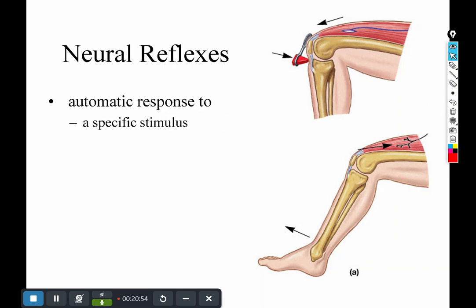So how do we define a reflex? Well, reflexes are automatic responses to a very specific stimulus. And by automatic, what I mean is hardwired and involuntary. So you might be thinking, well, but this is the somatic nervous system. I thought that was voluntary. And the answer is usually it is. But there are some situations in which we can override that voluntary control to prevent harm from coming to us.